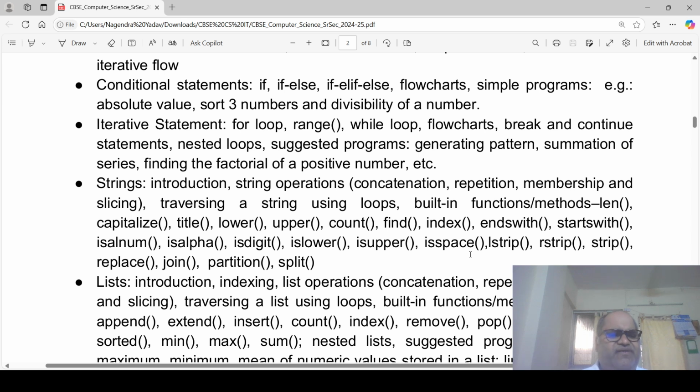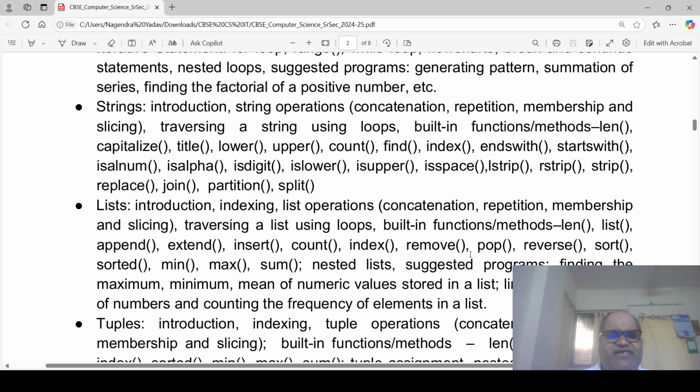Then you might be aware, in your 10th or 12th math syllabus, of arithmetic progression or geometric progression series. So there will be attempts at writing those programs. Then finding the factorial of a positive number, right? So factorial n, right? n into n minus 1 and some of those things. So we'll see the implementation of a couple of these things.